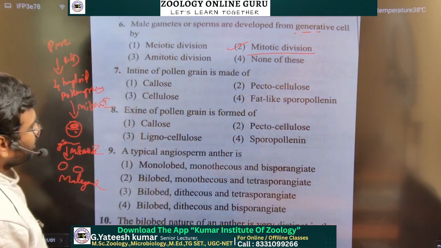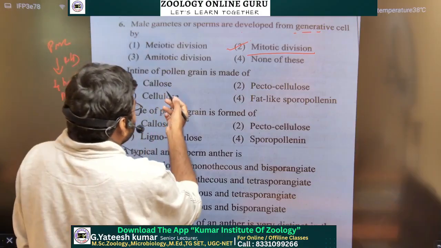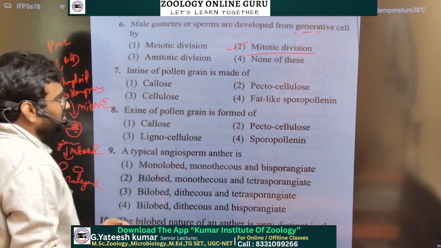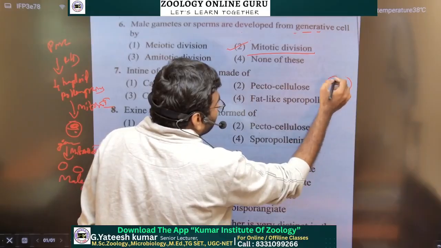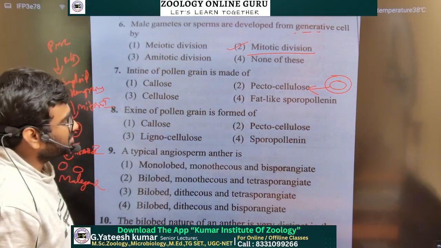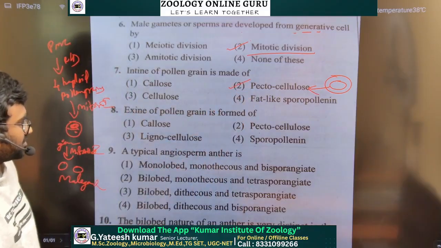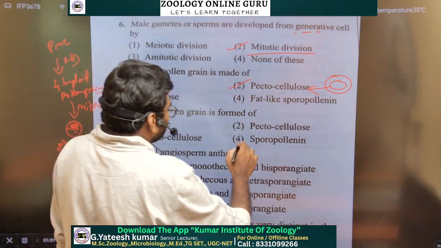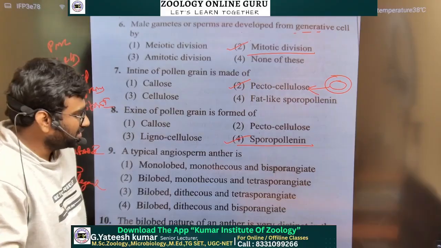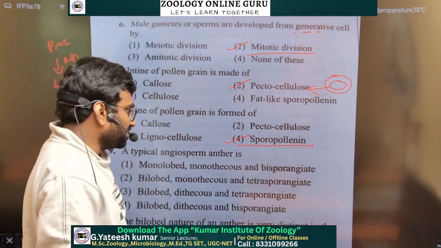And the intine of the pollen grain is made up of: callose, pectocellulose, cellulose, or fat-like sporopollenin. The intine of the pollen grain is made up of both pectose and cellulose, that is why pectocellulose. So the second answer will be the right answer. And the exine of the pollen grain is made up of, a direct question, sporopollenin, which is the hardest substance, which can withstand high temperature and strong acids and alkali.